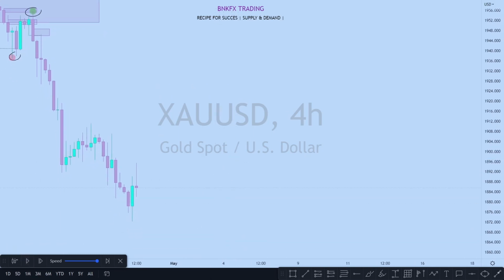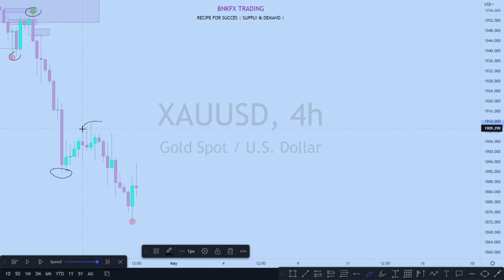This is a valid lower low. You may be wondering why I didn't take into consideration those 2 points. Well, because they have created liquidity under this supply zone.